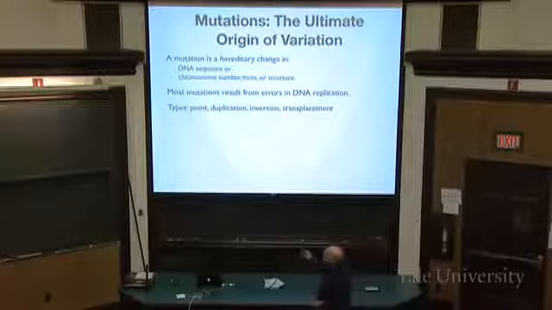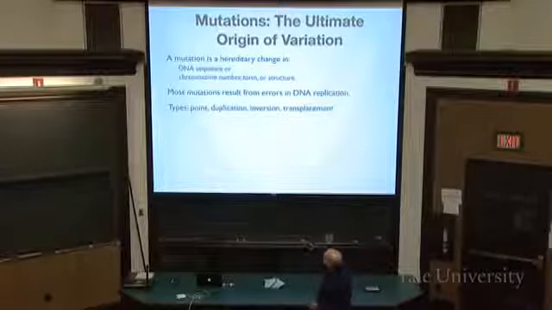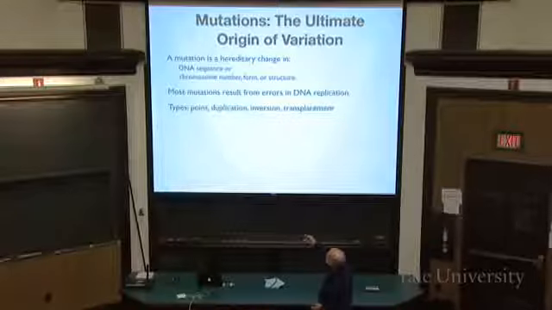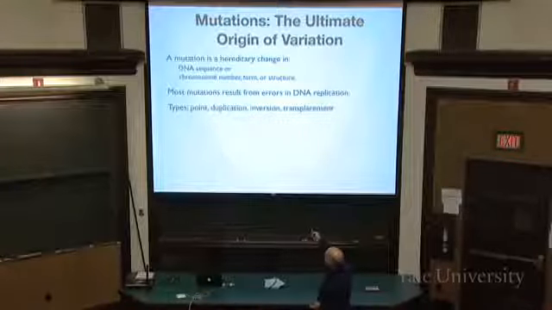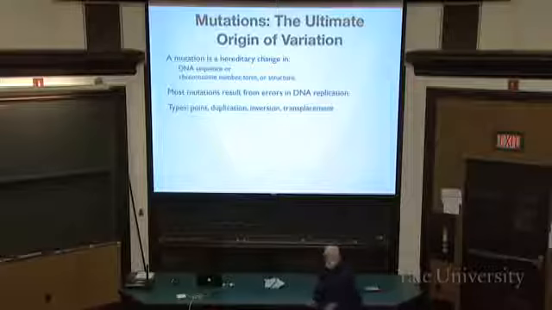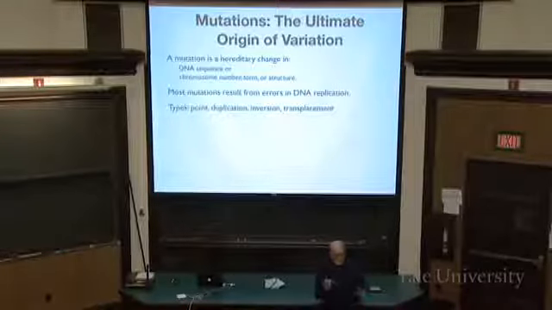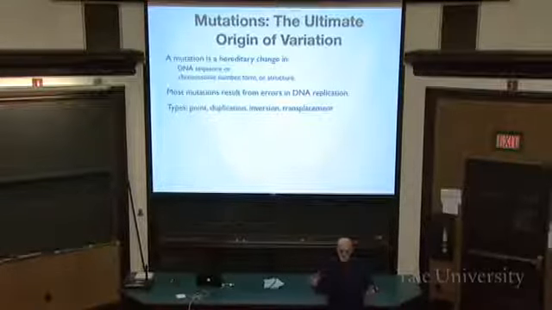The kinds of DNA sequence mutations are point mutations. There can be duplications. Then in the chromosomes as well, there can be inversions and translocations that go on. Genes can be moved around from one chromosome to another.